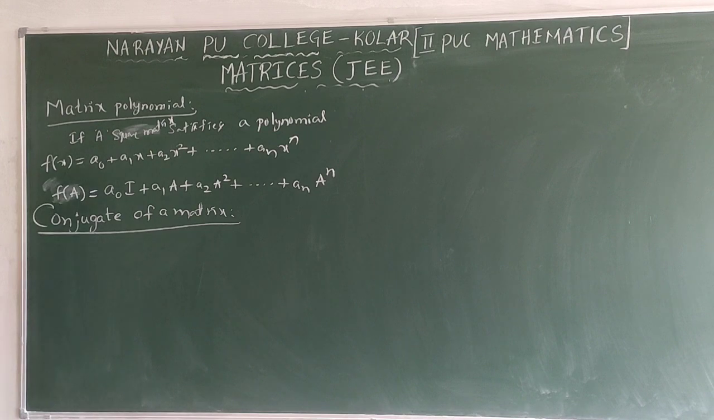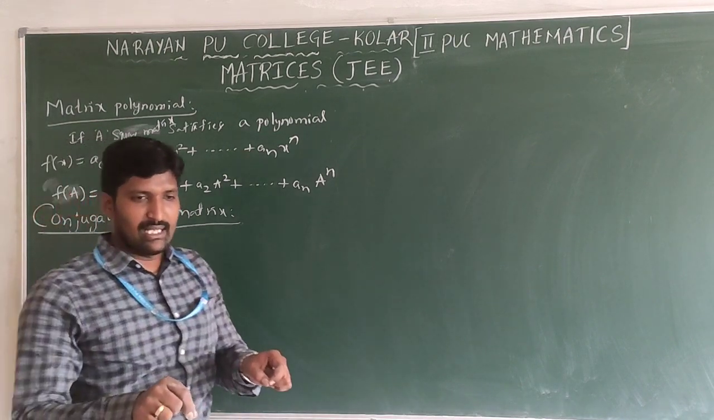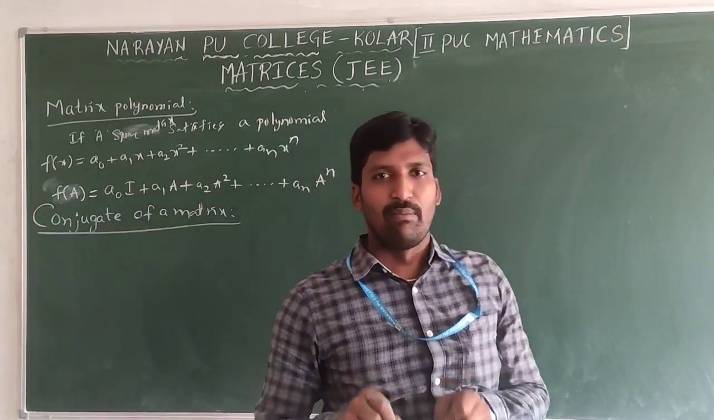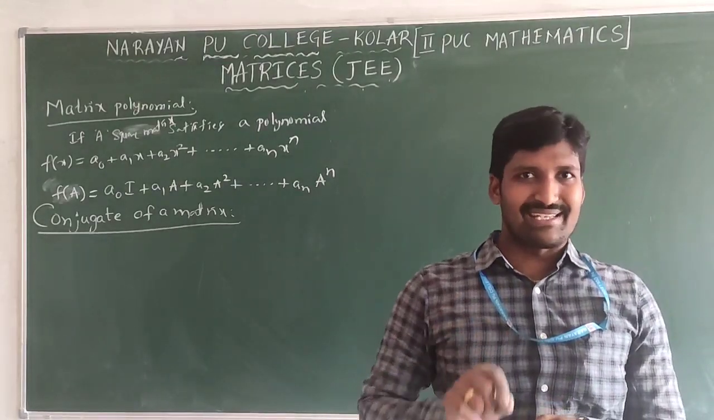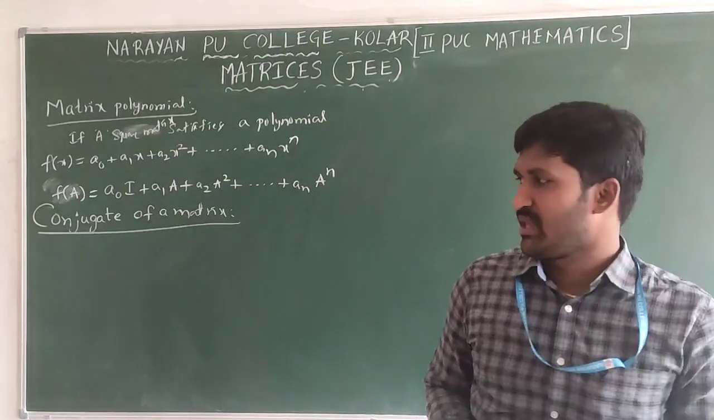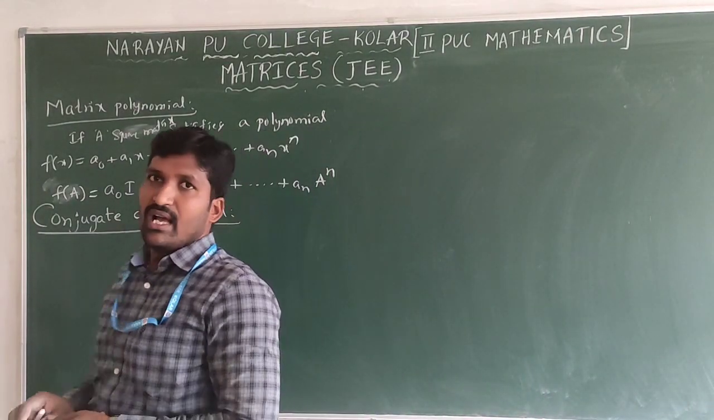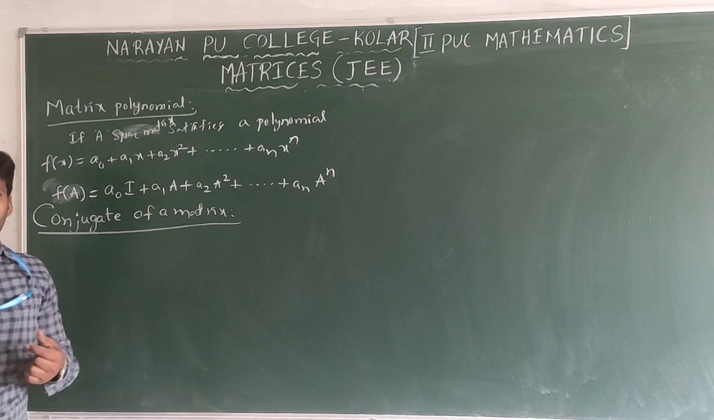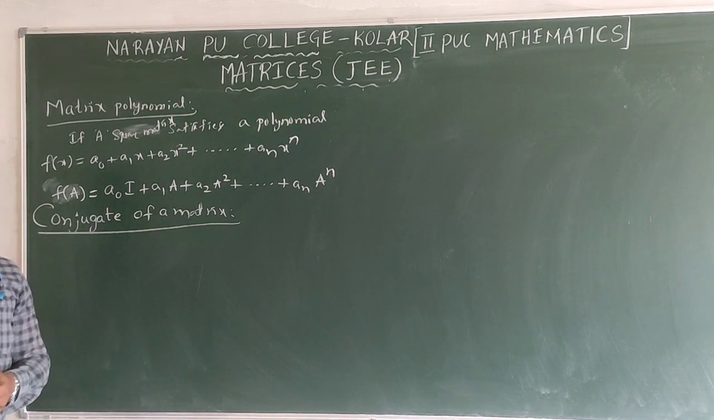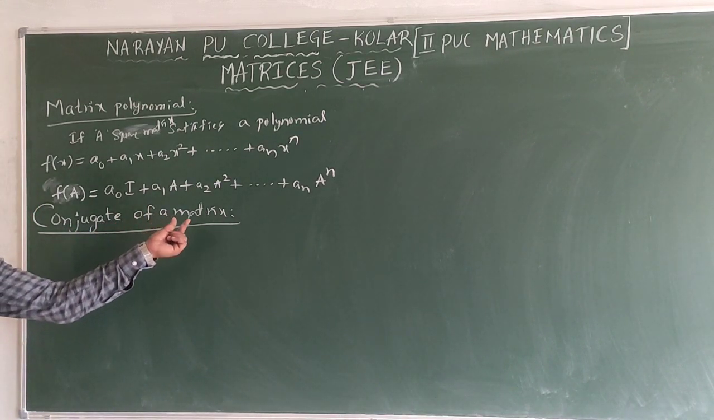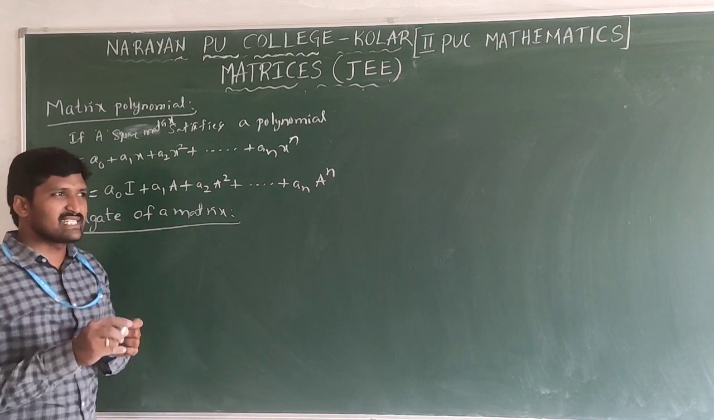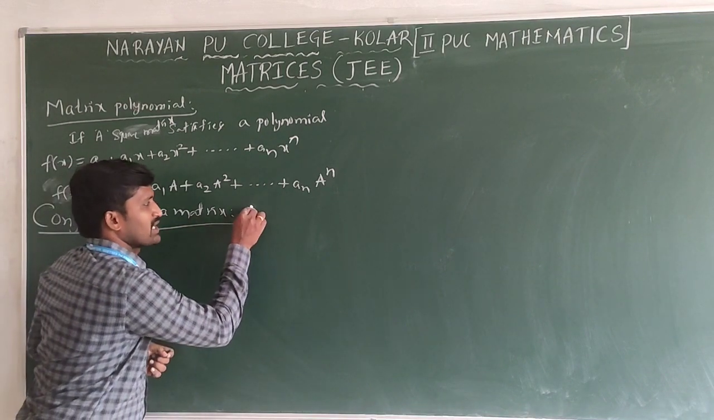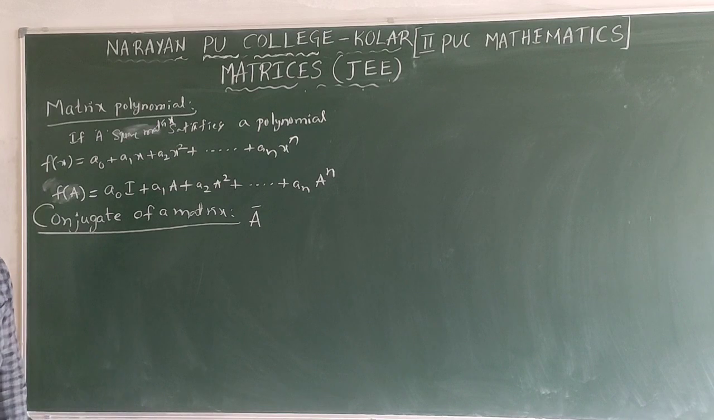Conjugate of a matrix means that the matrix contains complex numbers. A matrix in which every complex number is replaced with its conjugate is called the conjugate of a matrix. For example, if A is a matrix, the conjugate of the matrix is denoted by A bar.